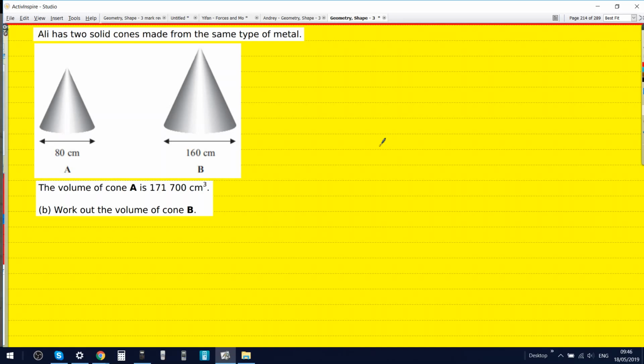The scale factor is 2. So do I need to do 2 squared times for the volume or something? Volume isn't squared. Oh, cubed. Yeah. So do I need to just do 2 cubed times 160? We want the volume of B?